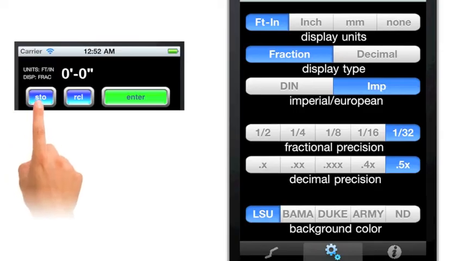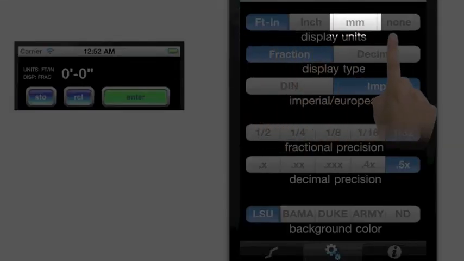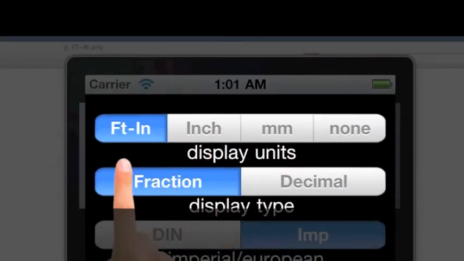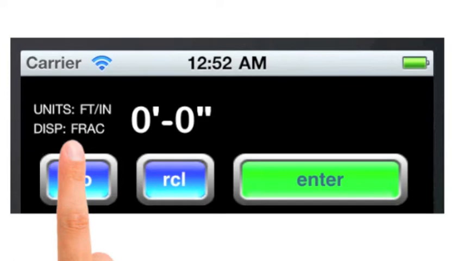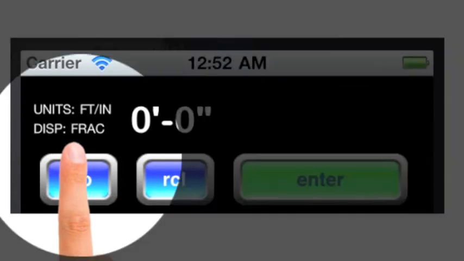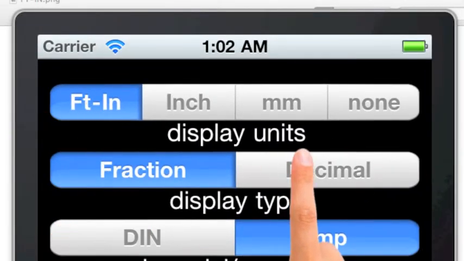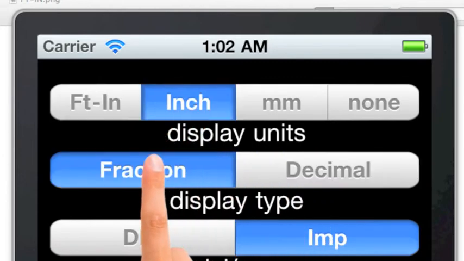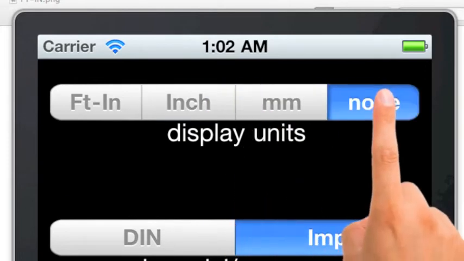The calculator provides 4 units to select from: foot inch, inch, millimeter, and none. These are explained in great detail in the settings tutorial. The current unit, and display type, fraction or decimal, is indicated in the top left corner of the calculator's display. A quick review of the possible combinations: foot inch can be fraction, foot inch can be decimal, inch can be fraction, inch can be decimal, millimeter, decimal only, none, decimal only.